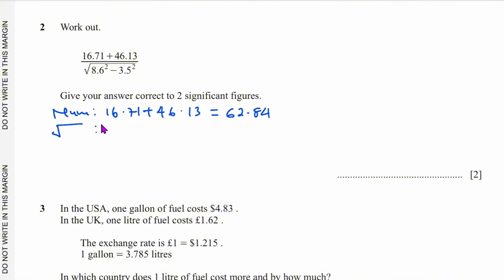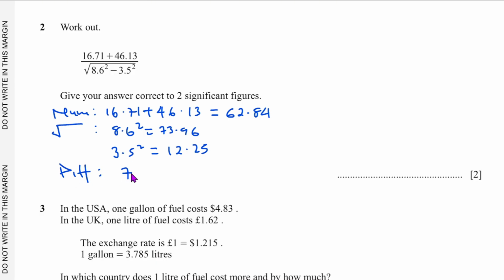And the next one is under the root. Under the root in the denominator, we have 8.6 squared, which is the same as 73.96. And we also have 3.5 squared, which will give you 12.25. And then we get the difference between these two.